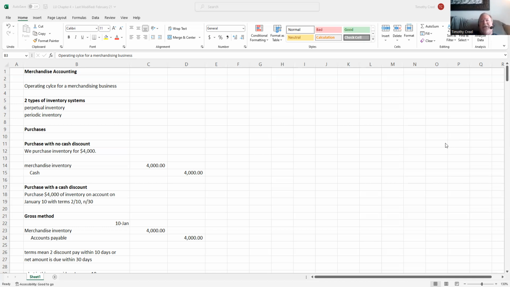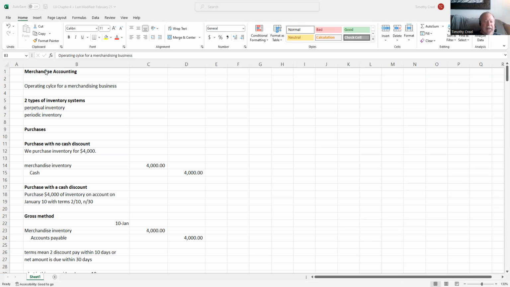So what you're going to see is that there are some specific things related to each type of industry. And the one we're going to look at today is merchandising companies. Again, like Walmart, Target, companies of that nature.